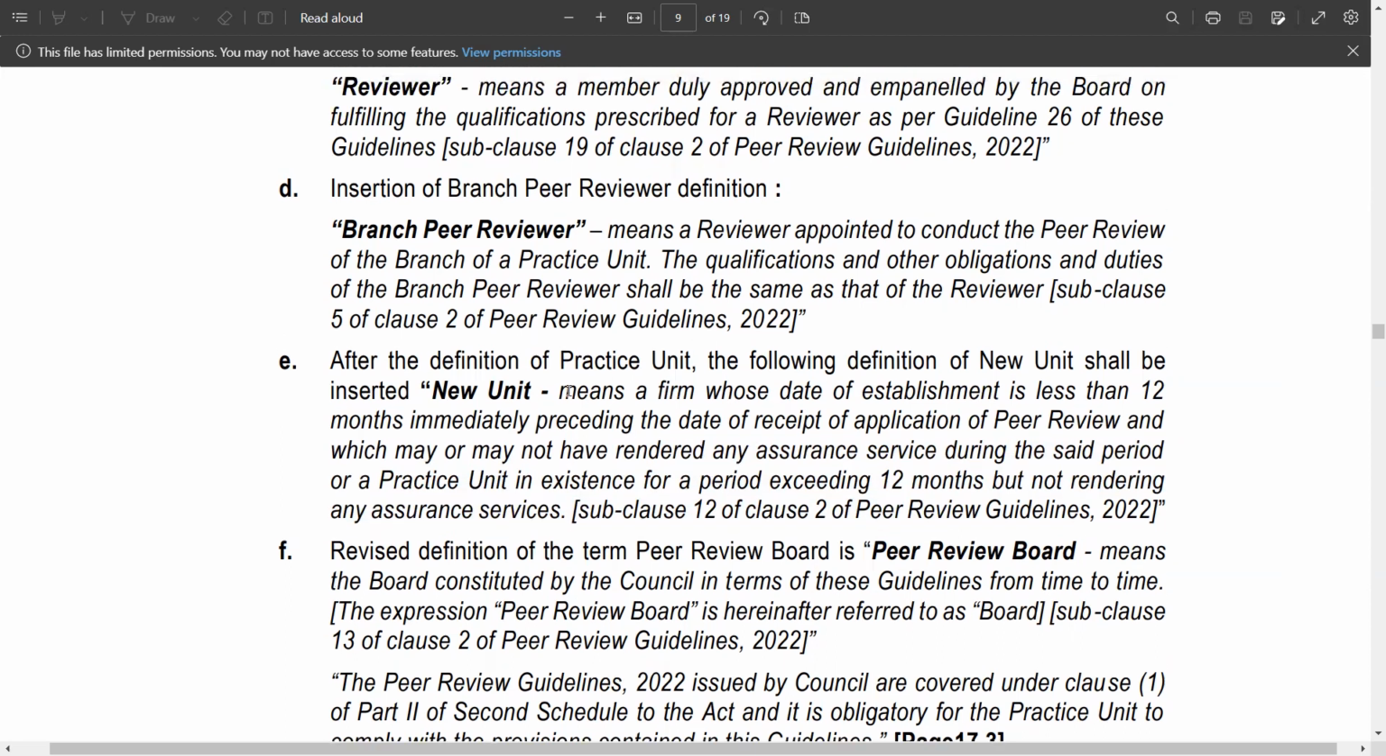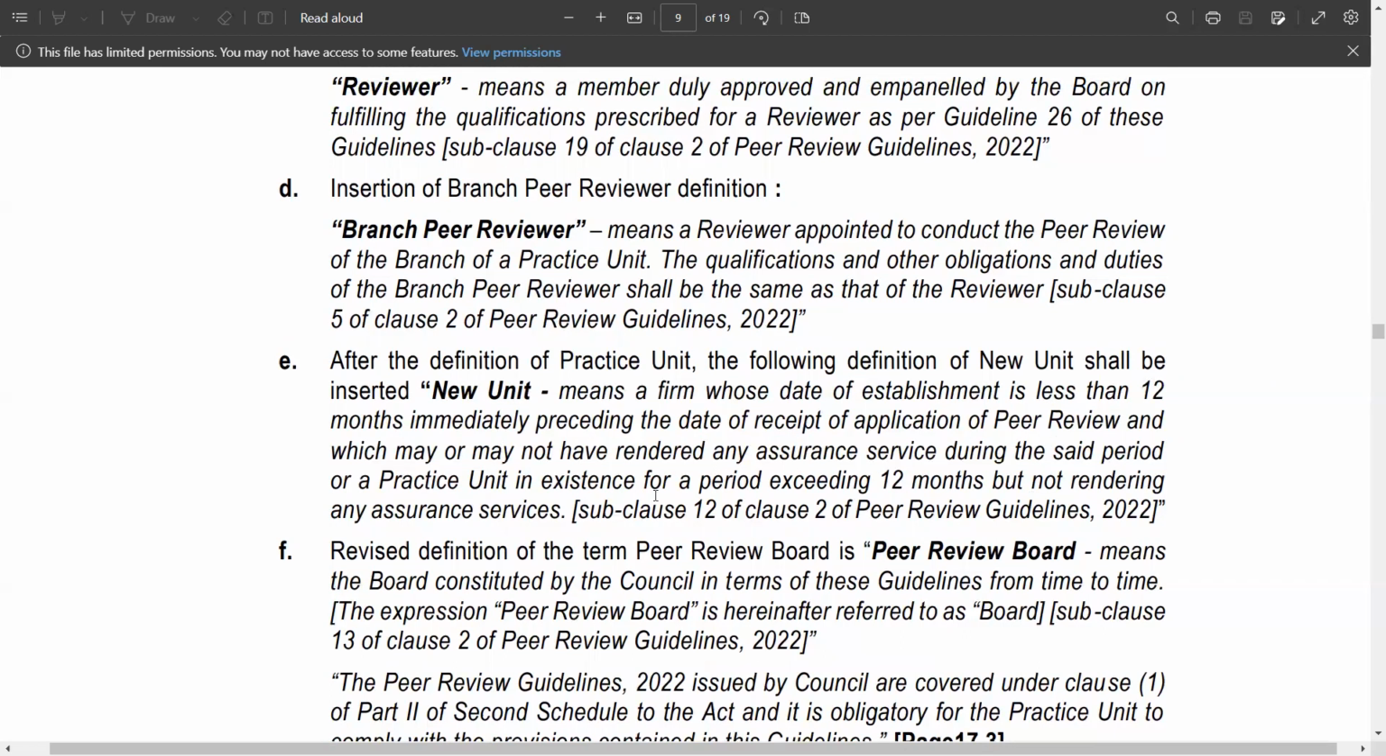So basically, a new unit, as you can see, means a firm whose date of establishment is less than 12 months immediately preceding the date of receipt of application of peer review, and which may or may not have... So if it is less than 12 months, even if it gives assurance services, it's still not going to be counted under the purview, under the umbrella of peer review.